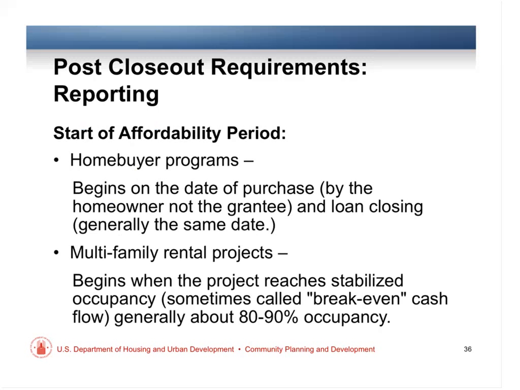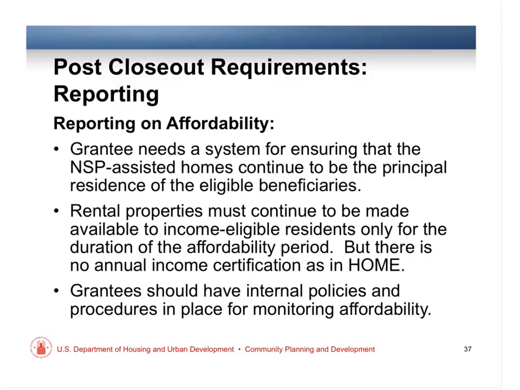So in order to track all of this information, grantees need a system for ensuring that the NSP-assisted homes will continue to be the principal residence of eligible beneficiaries. And for rental properties, those units must continue to be made available to income-eligible residents for the duration of the affordability period. So keep in mind here that there is no annual income certification as there is, for instance, in the HOME program. The grantee should have some internal policies and procedures in place for monitoring affordability of all units so that when it comes time for reporting on the annual cycle, you'll have that information available. And of course, with turnover in staff and the programs, having these policies and procedures in place up front is a good idea so that it's clear what the expectations are over time.